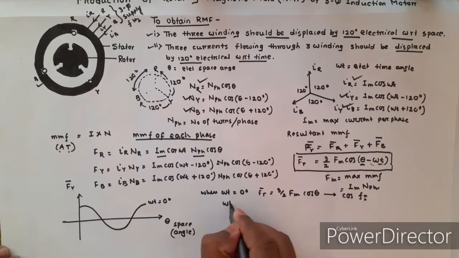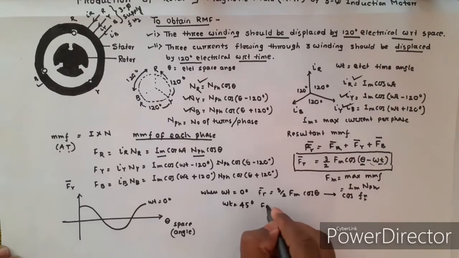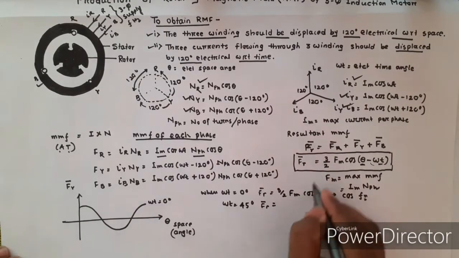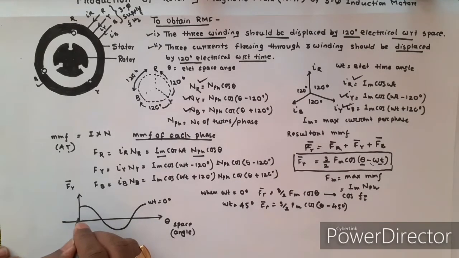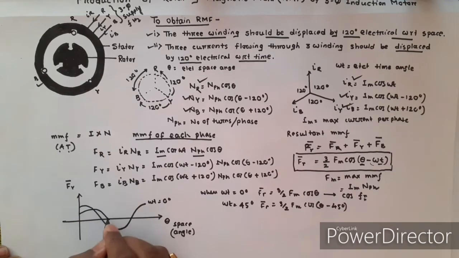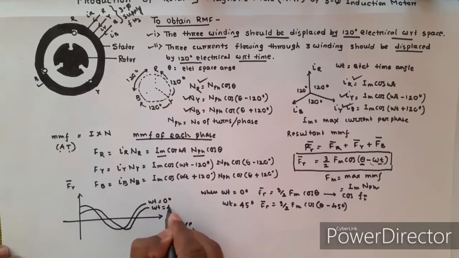When omega t equal to 45 degree, then the resultant MMF is 3 by 2 Fm cos of theta minus 45 degree. That means it will be progressive by 45 degree. The function will be like this. Here omega t equal to 45 degree.